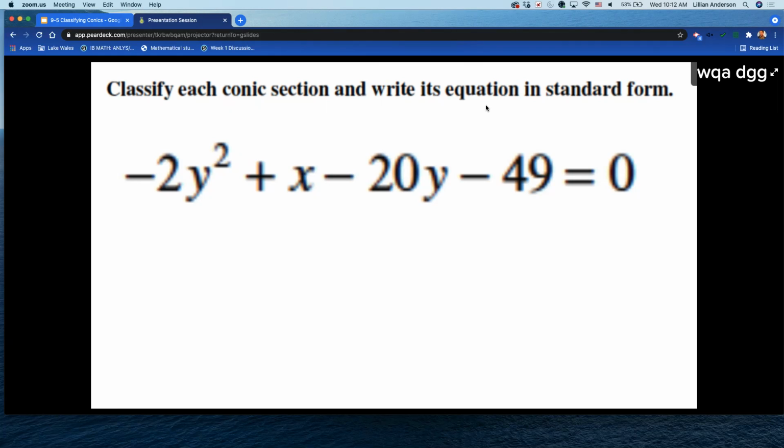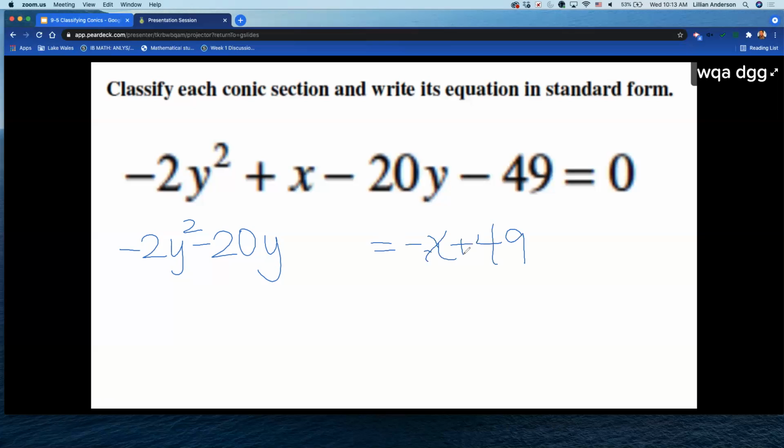It is a parabola. I only have my y's that are being squared, no x's. Okay, so if it is a parabola, I want to make sure that my square terms are on one side and then my non-square terms on the other side. So remember, we're going to keep our y's on the left. We're going to go ahead and move everything else on over to the right. Plus 49. I could move my y's to the right. All I know is I do need them separated.